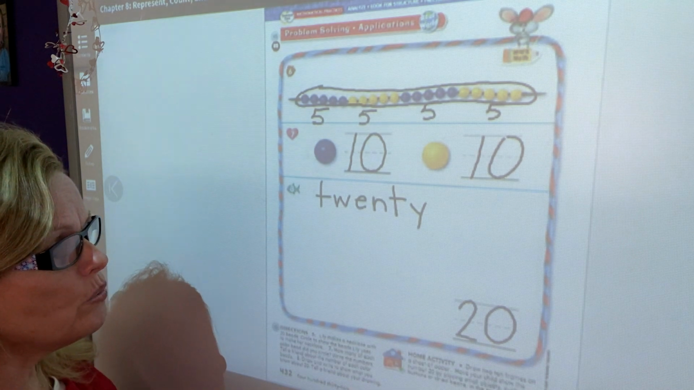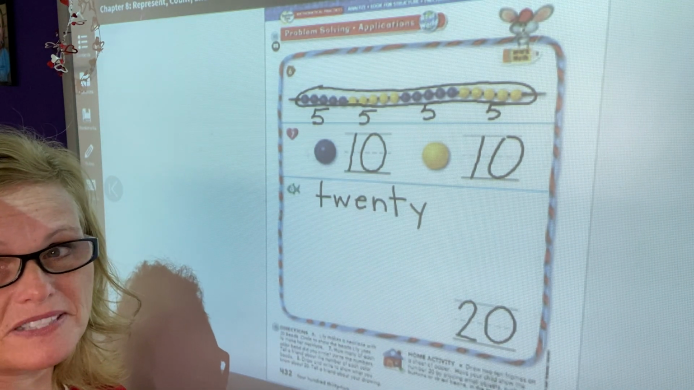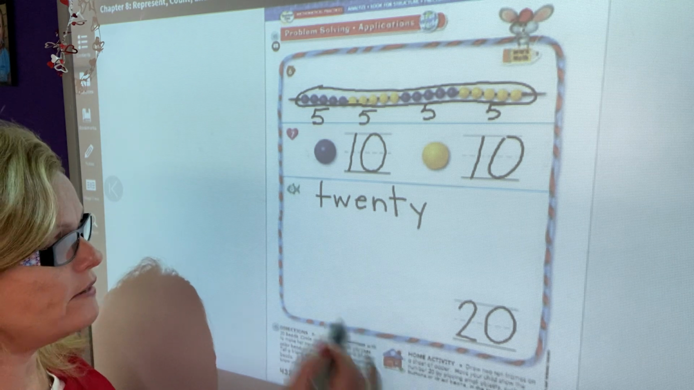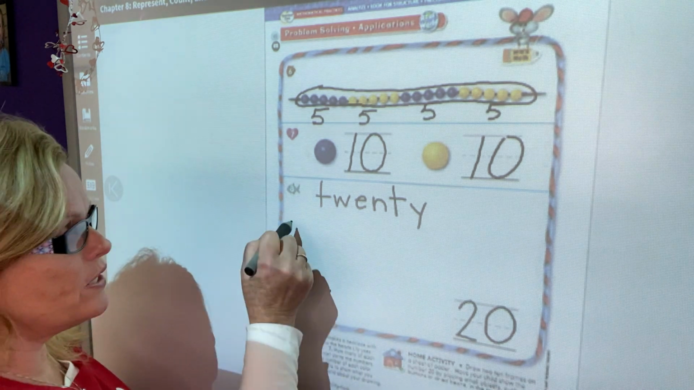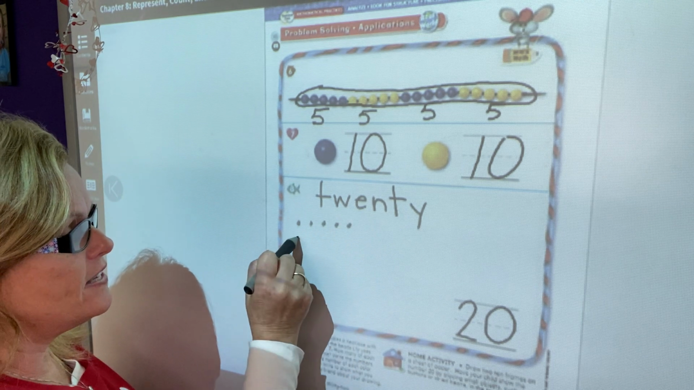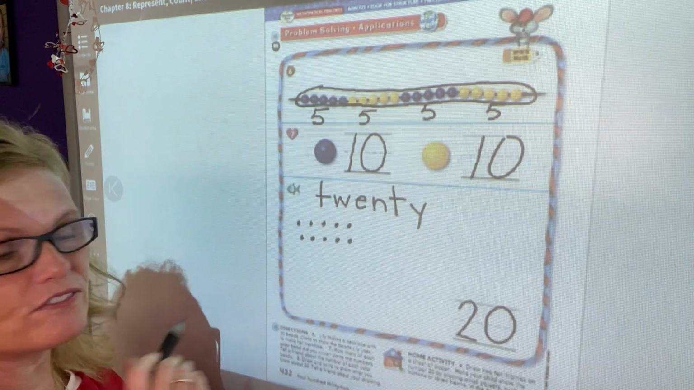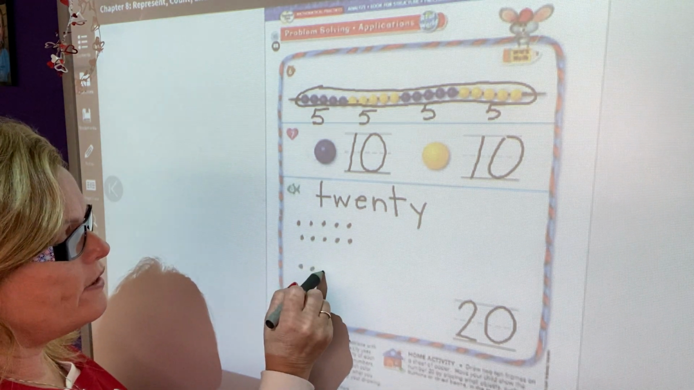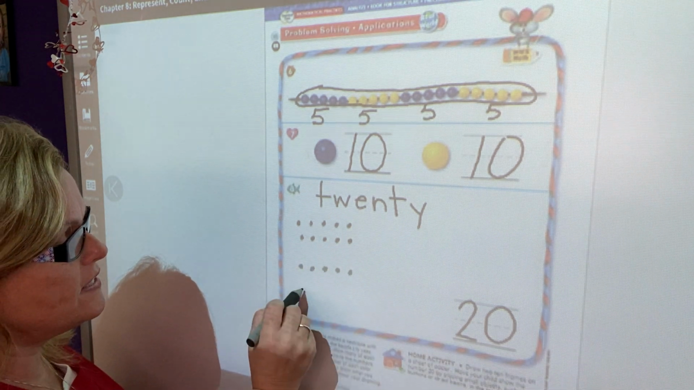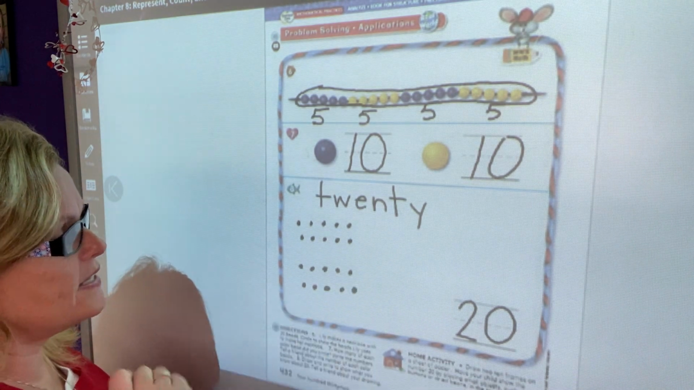Second of all, we could also draw counters. We know that 20 counters is the same as 2 full 10 frames. So we could do counters. We're pretty good at that now. 1, 2, 3, 4, 5, 6, 7, 8, 9, 10. There's 1 10 frame. 11, 12, 13, 14, 15, 16, 17, 18, 19, and 20.